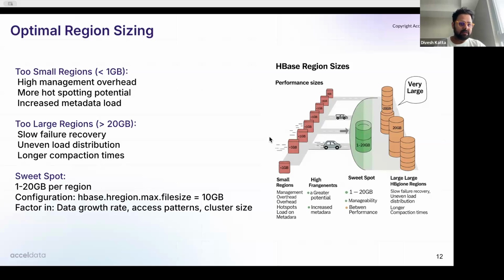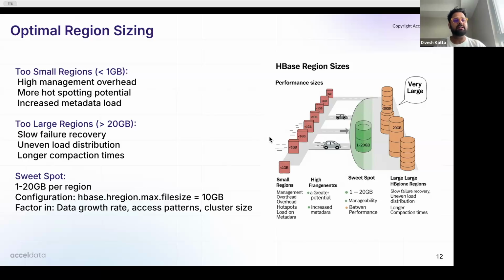The 1 to 20 GB range works well for most use cases, but here's how to think about your specific needs. If you have very hot data that gets accessed constantly, smaller regions let you distribute the load. If you have more archival data that gets accessed infrequently, larger regions reduce the overhead.